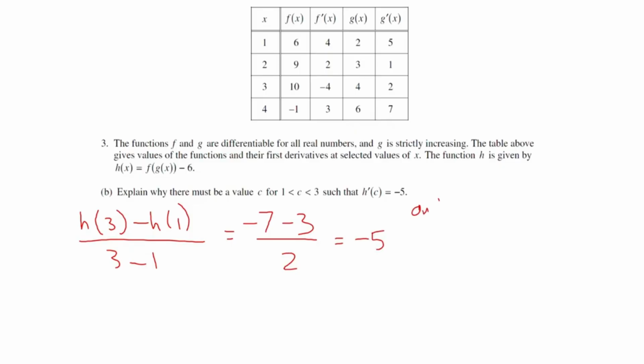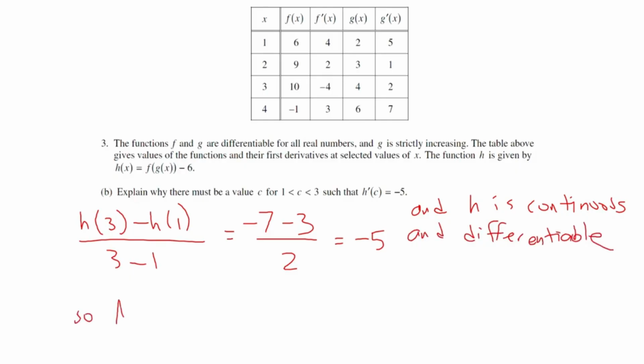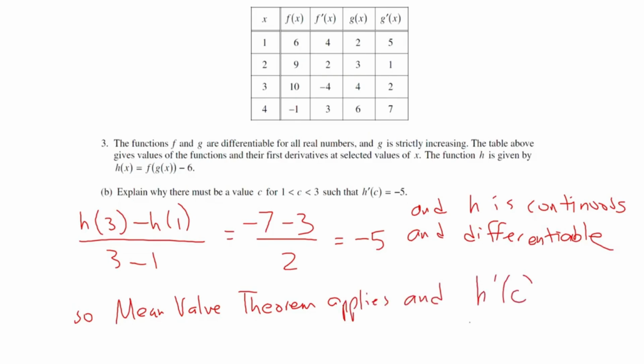And we'll note that h is continuous, which we already stated why in the last one, and differentiable, because a composition of two differentiable functions is also differentiable. So mean value theorem must apply, right? The average rate of change must equal the instantaneous rate of change, which is h prime of c. And you got 2 points for this one, 1 for the average rate of change and 1 for the conclusion using the mean value theorem.